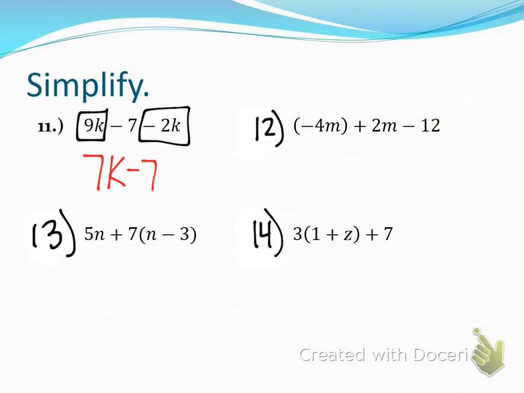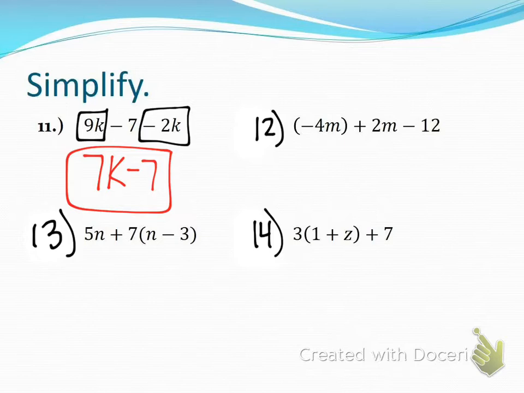Can we combine these two terms? No, why not? Okay, we've got one with a K, one without a K. It doesn't matter that they both have 7s. If they don't have the same variable, then we can't do it.